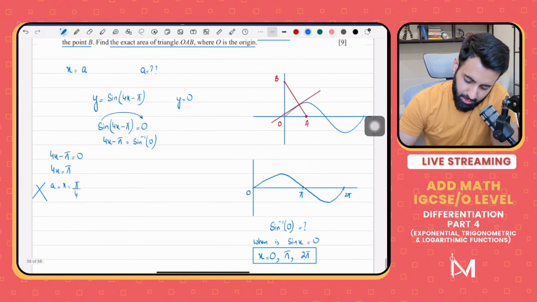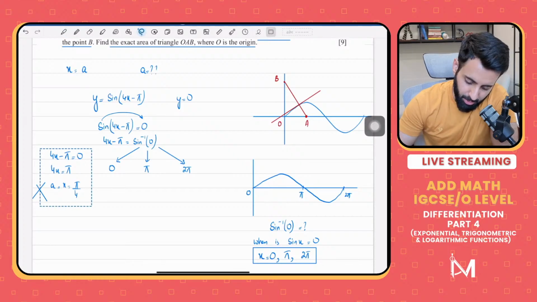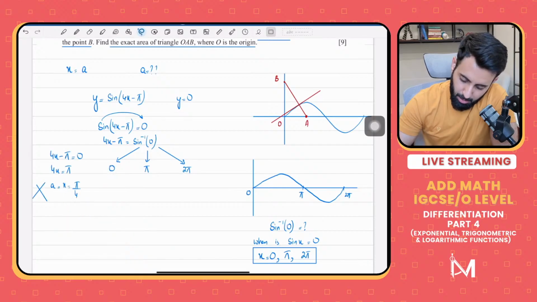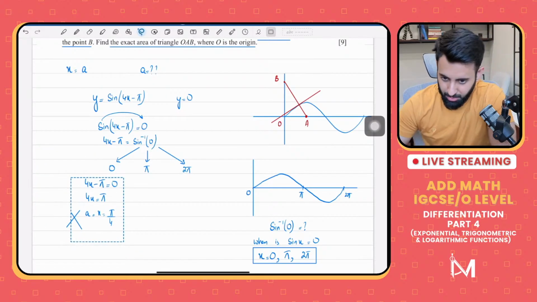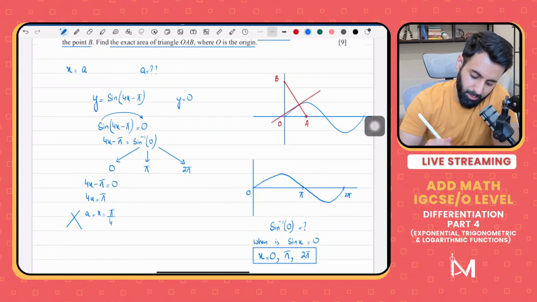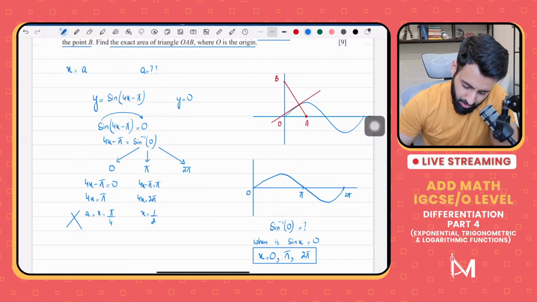So that means sine inverse of 0 will not have one answer, it will have three answers: one is 0, one is pi and one is 2 pi. Okay, we have seen what happens if we take sine inverse of 0 to be equal to 0. Now what happens if it is equal to pi? That means 4x minus pi is equal to pi, which means 4x is equal to 2 pi, which means x or a is equal to 1 upon 2 pi.